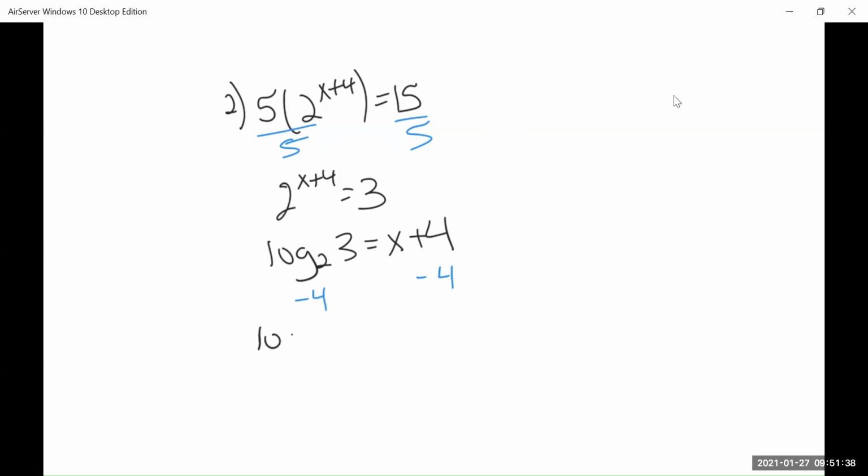So again, how do we write our answer? Log base 2 of 3, all of that, and then minus 4 equals x. Do not subtract 4 from 3. It has a log applied.